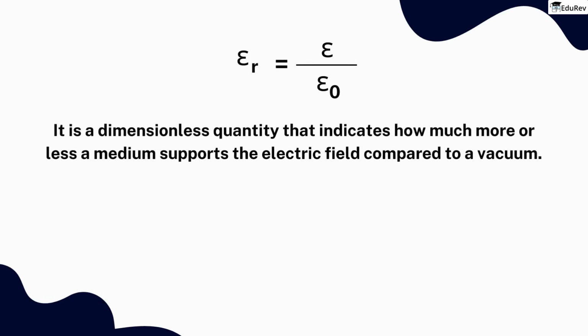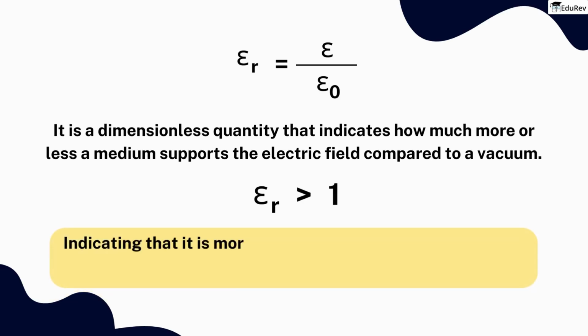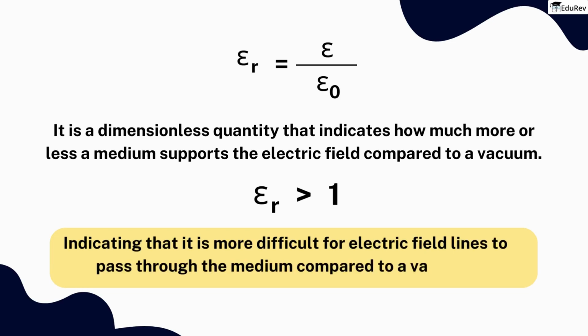The relative permittivity epsilon r is the ratio of the permittivity of a material to the permittivity of free space, epsilon naught. It is a dimensionless quantity that indicates how much more or less a medium supports the electric field compared to a vacuum. In most cases, the relative permittivity of a medium is greater than 1, indicating that it is more difficult for electric field lines to pass through the medium compared to a vacuum.